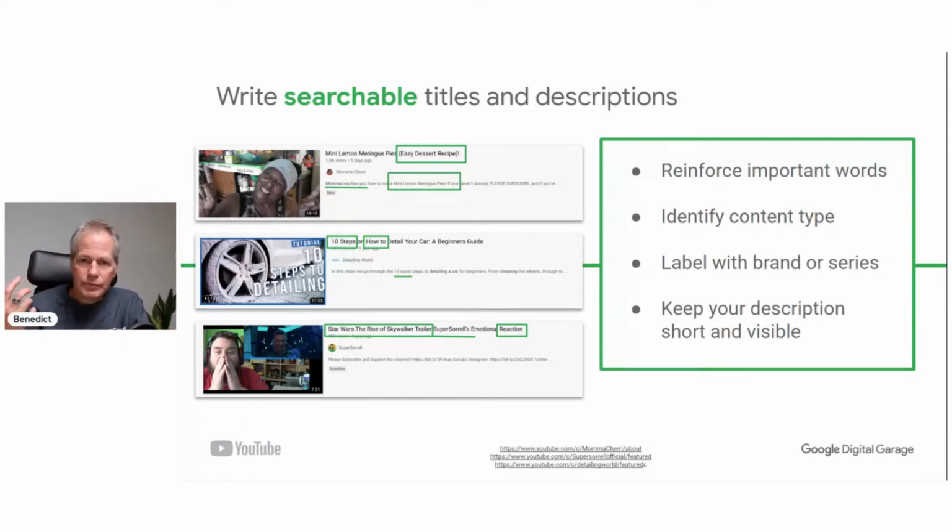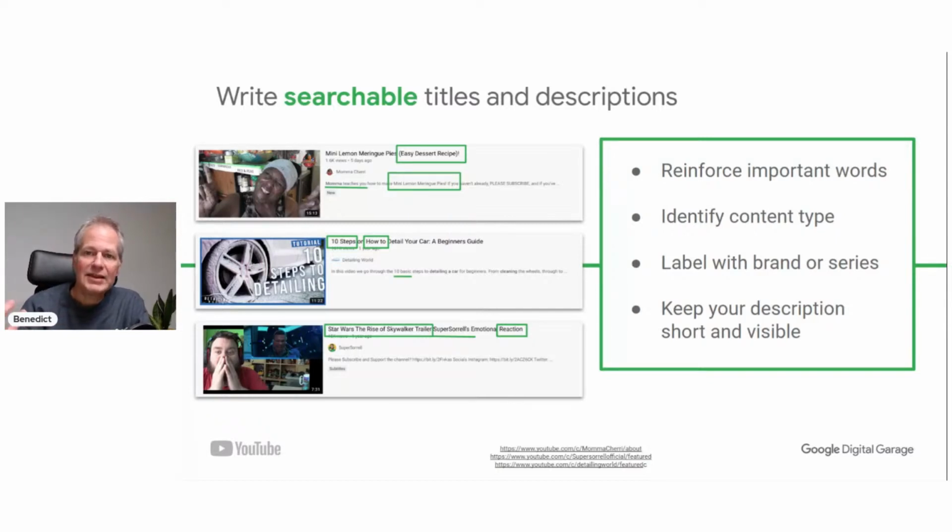Now, identify 1 to 2 main words that describe your video and feature them prominently in both your description and title. So reinforce important words. Mini lemon meringue pies appears in this video's title and description. That's the top one, which increases the likelihood that YouTube could surface the video in search results.